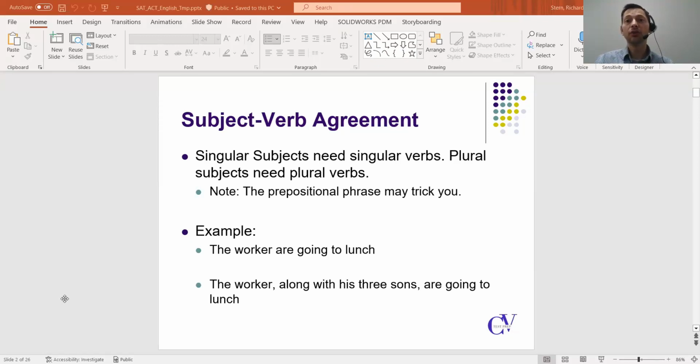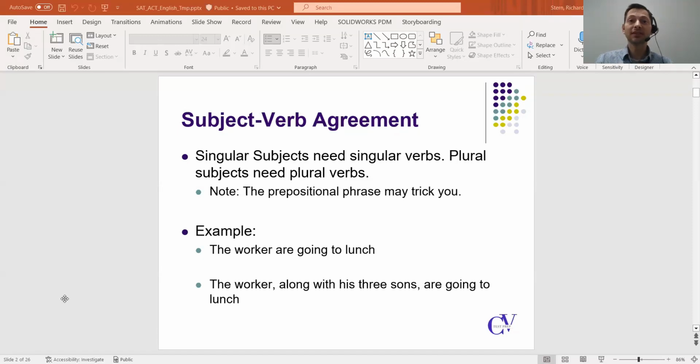"The worker, along with his 3 sons, are going to lunch." That sounds right, but in reality, it's actually wrong. Because who's going to lunch? The worker. The worker is still going to lunch. The "along with his 3 sons" is the prepositional phrase. The prepositional phrase is generally between 2 commas. It's extra information that could be removed without affecting the overall meaning of the sentence.